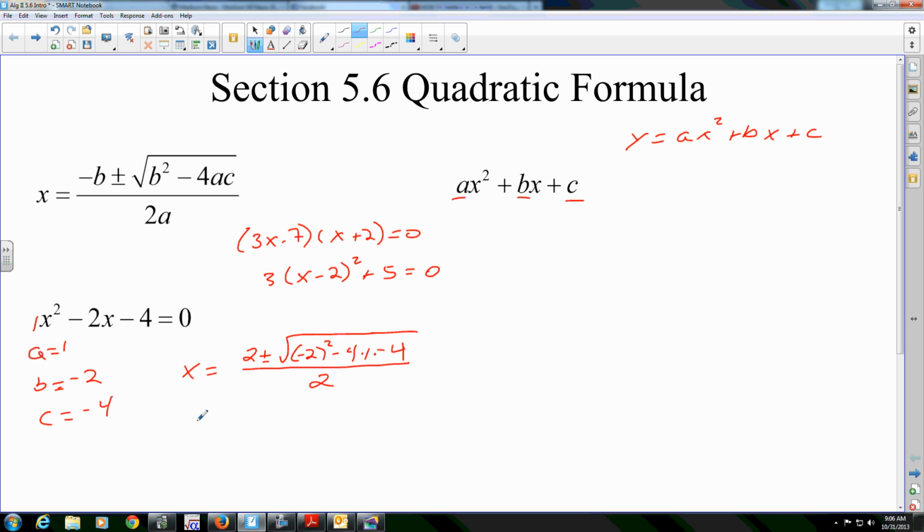Now you got to simplify the inside. So x is equal to 2 plus or minus the square root of 4 minus a negative 16, so that becomes plus 16, all over 2. Whoops, plus 16. Holy cow. Eating too much Halloween candy this morning, I guess. I can't even add 20.